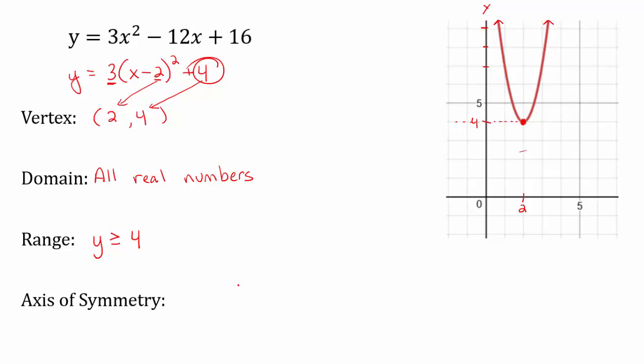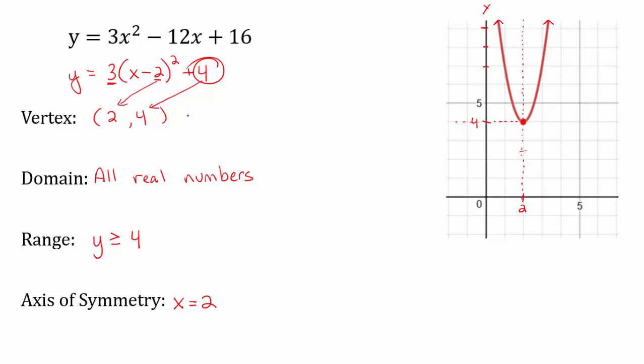Now the axis of symmetry is the line that goes straight down the middle through my vertex. It's a line that basically splits the parabola in half, and if I folded it, these two sides would match up. They would be symmetric. So we're going to write this as an equation. Notice that it hits the x value of 2. Well, our equation is just x = 2. That's the equation of a vertical line.